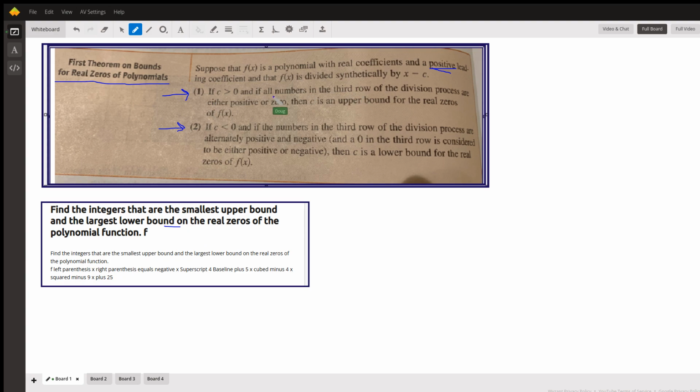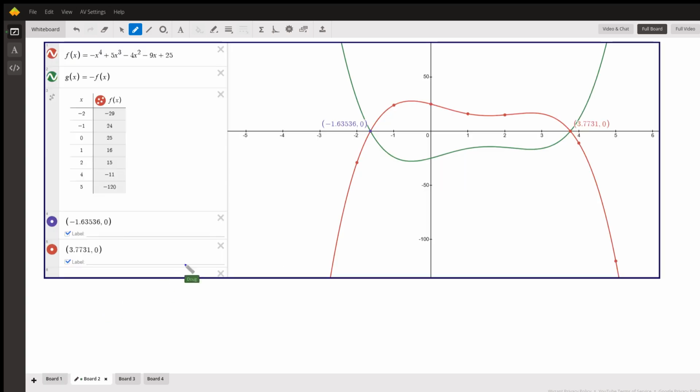So you can read 1 and 2 here, but we'll go to the next boards and talk about what the theorem means. So here's f of x, but the theorem says the leading coefficient has to be positive, but you can see that if I take g of x as the opposite of f of x, those functions have the same zeros, negative 1.6 and 3.77.